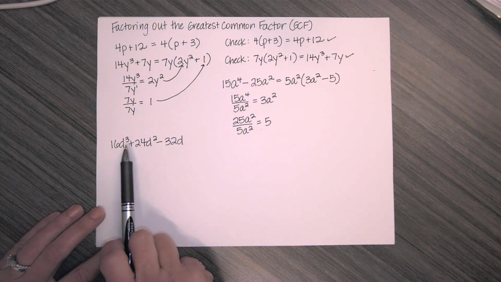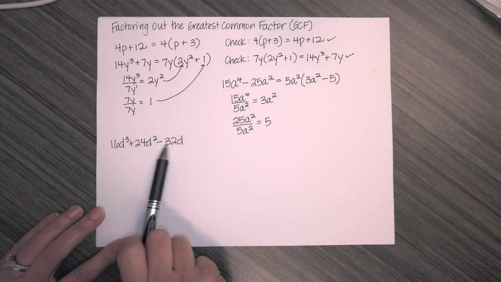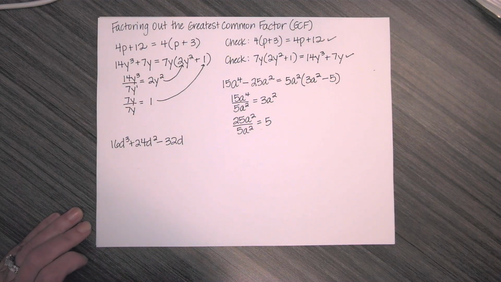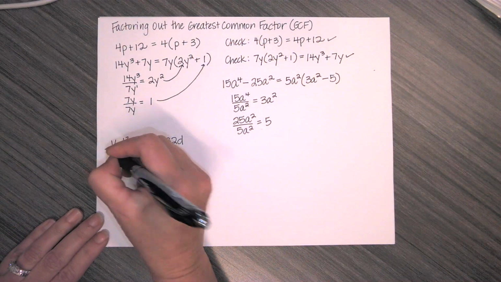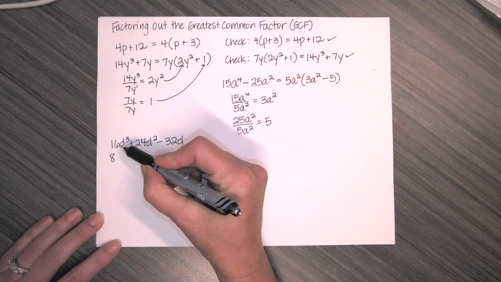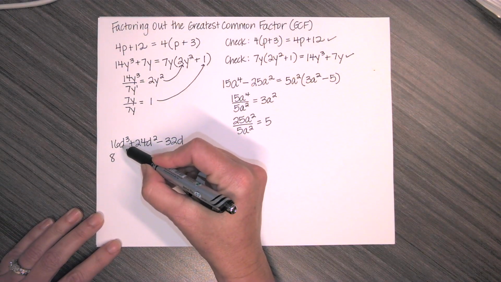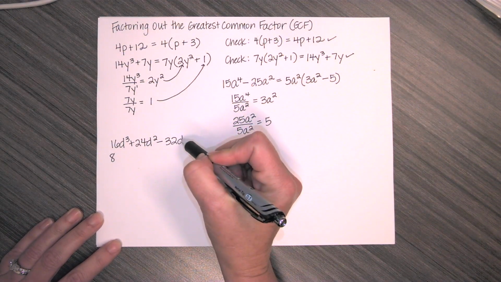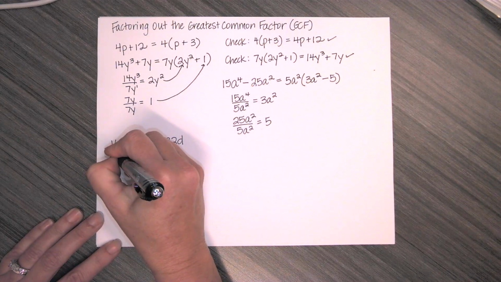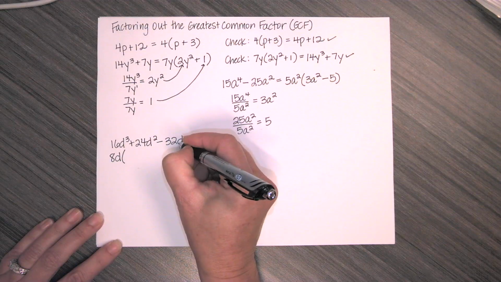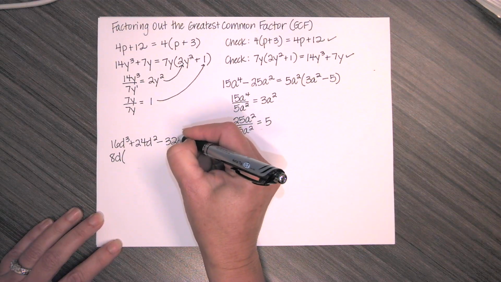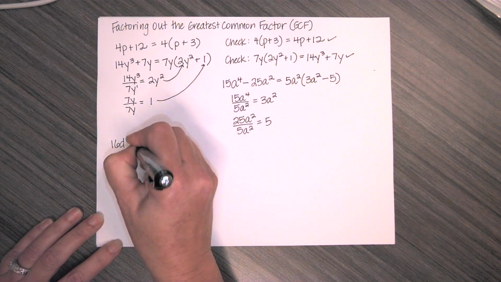So let's look at the number part first. 16, 24, and 32. We're looking for the largest number that will go into all three of those evenly. And I do believe that's going to be 8. So we're going to factor out an 8. As far as our variable portion, we've got d to the third, d squared, and d. So the most we can take out is a d. It has to be something that they all have. And so since this one only has a d, the most we could take out is a d.